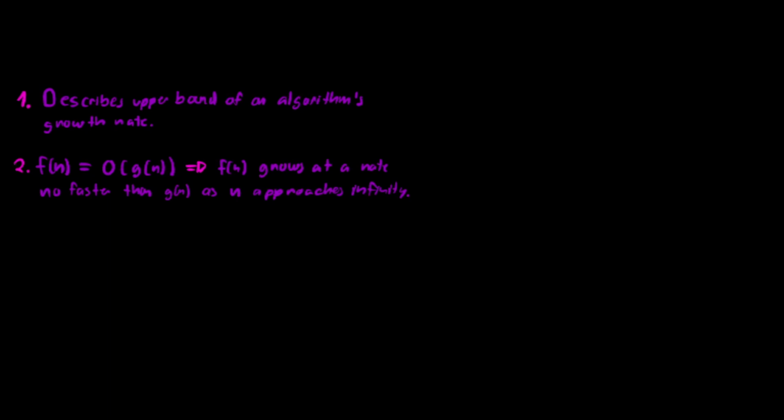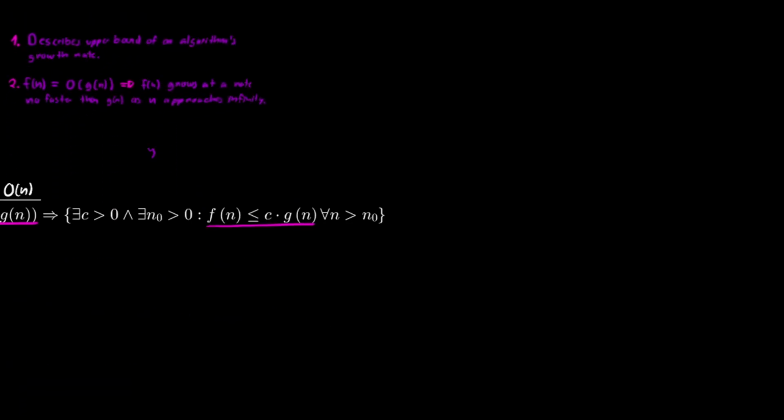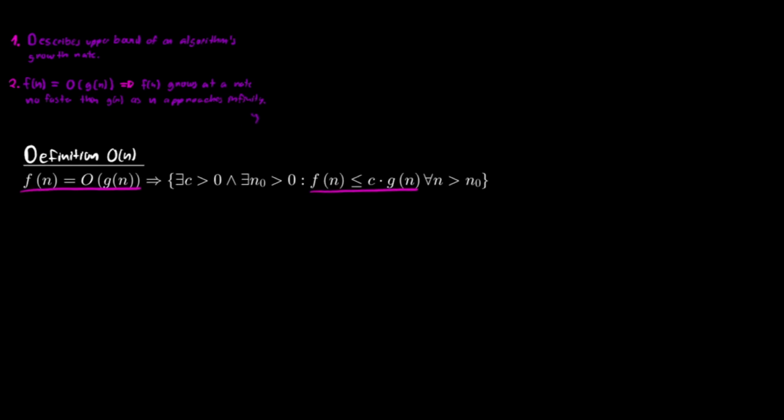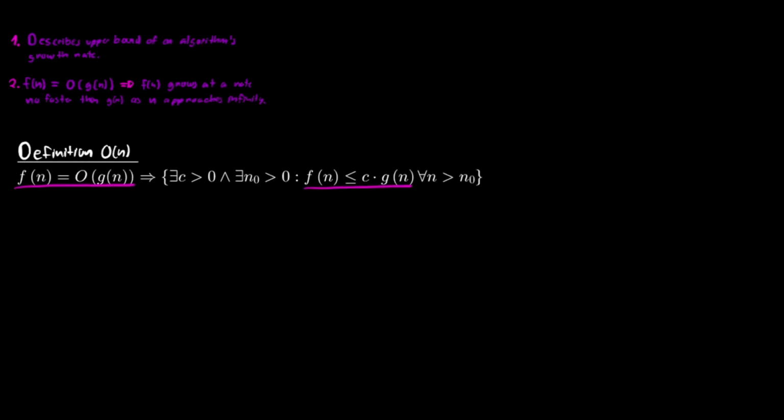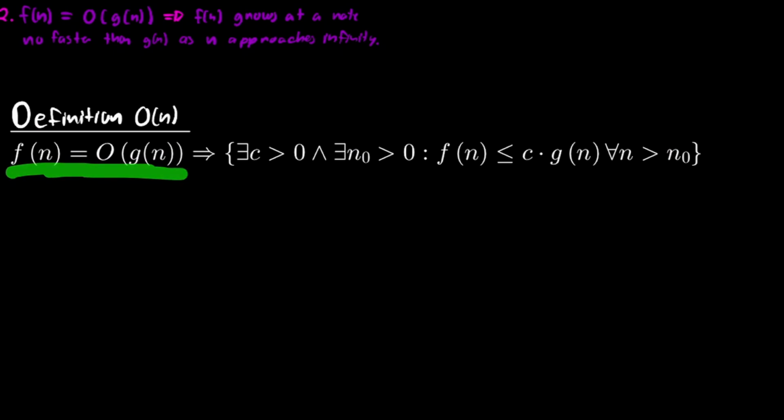Now we're going to have a mathematical definition, which is given by the following. Let me just copy it from here and paste it over here. The definition for O of n is mostly like the rule that we have to follow when we want to prove this. We have to check for the following to be true as well.